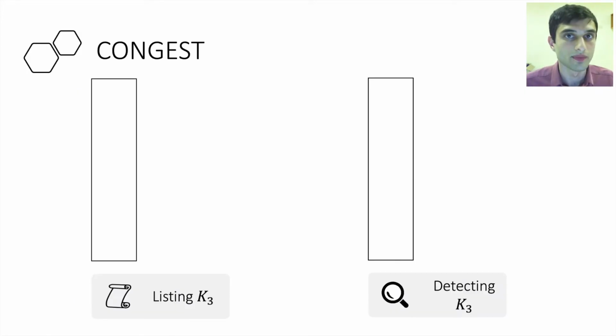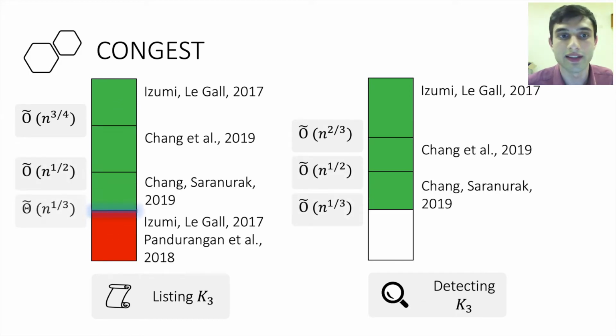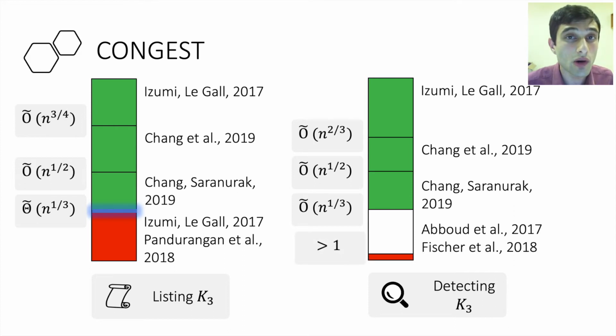And so many researchers set out to show this for K3 in CONGEST. And after a really long line of works, which involved lots of different techniques, it was shown how to perform K3 listing in CONGEST in a tight manner. However, no better results are known for detecting K3. Further, the only lower bound we know for detection of K3 is that we require more than one round, and that's because all the techniques we know for showing lower bounds break for K3 in CONGEST.